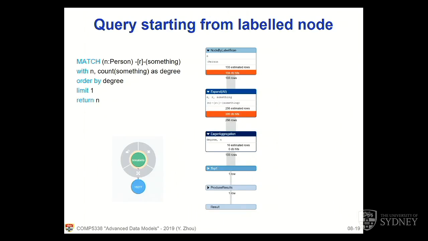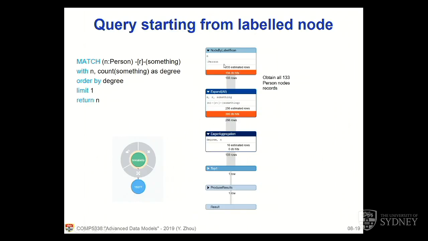But let's see an example of a query starting from a labeled node. If we want to find the node degrees of the person node, we match a person. We indicate this is a person node, and there's some relationship to something, and we don't care what the other node is or what the relationship type is. Because we only want the degree, like how many relationships there are, we do aggregation. The grouping key is the actual node, and we count something as the degree, then order by degree and return with limit 1. We're returning the node with the smallest degree.